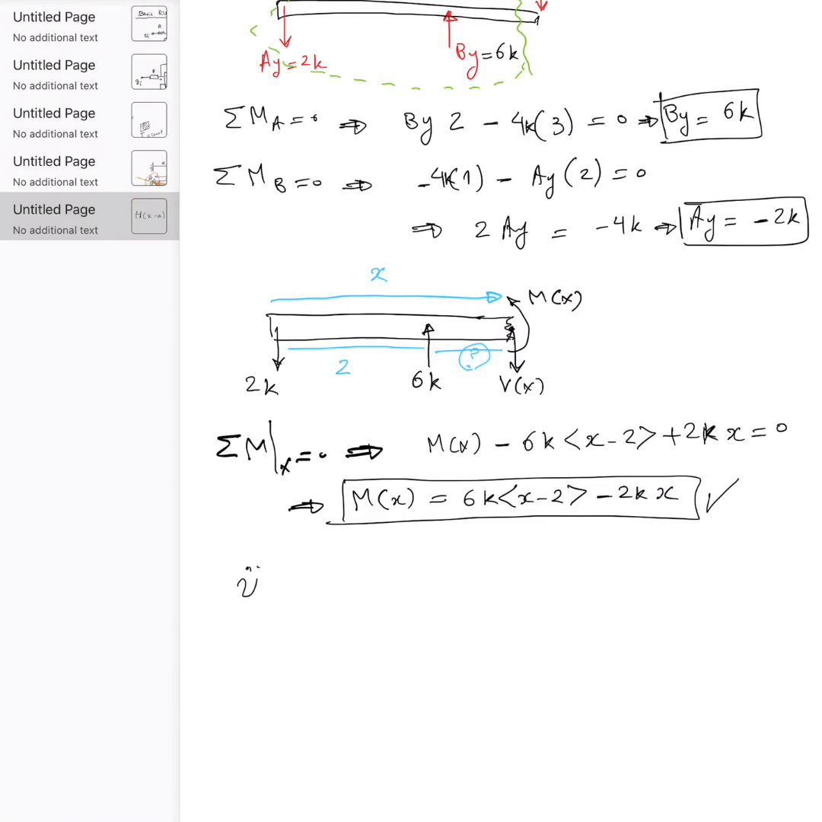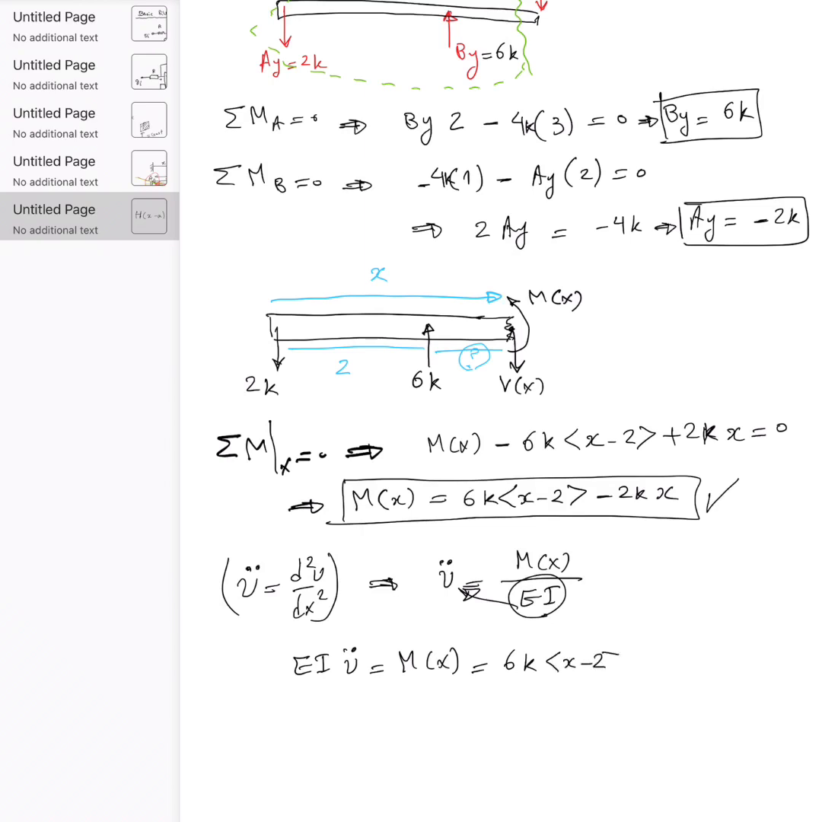So V double dot, or simply the second derivative of V with respect to X, right? So I simply use V double dot. I have V double dot is equal to M of X over EI. Because according to the assumption of the equation, EI is constant, you can just take this to the left and keep it there. So you have EI times V double dot is M of X. Let's plug M of X from above: 6K times Heaviside X minus 2 minus 2K times X.